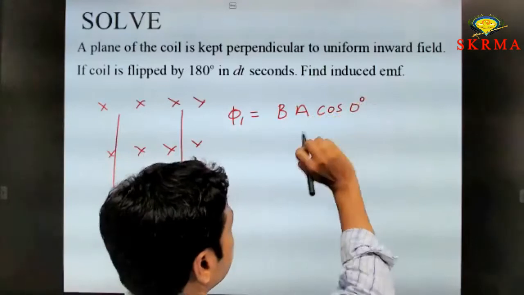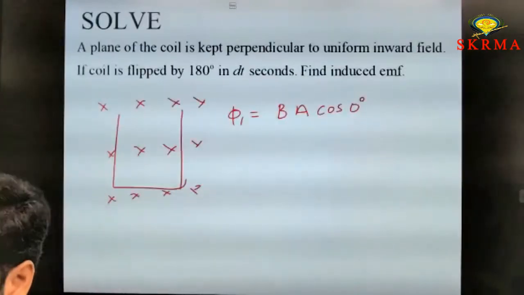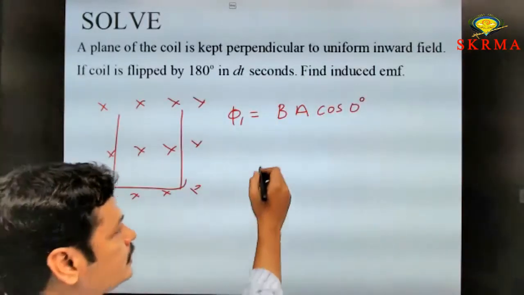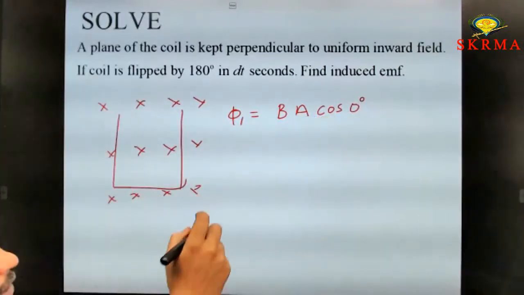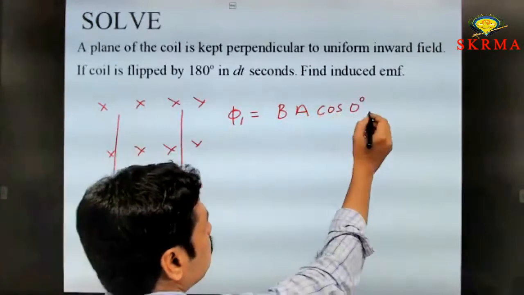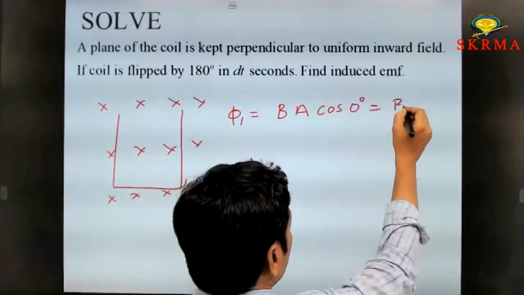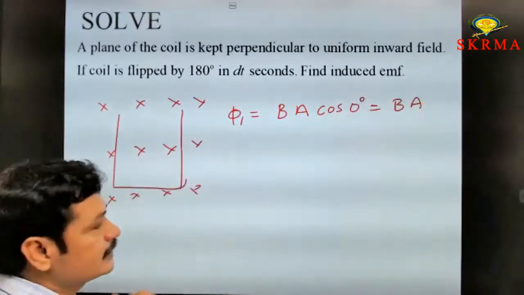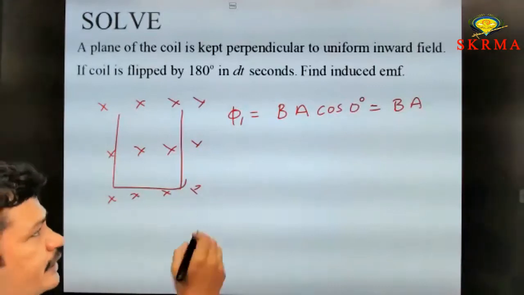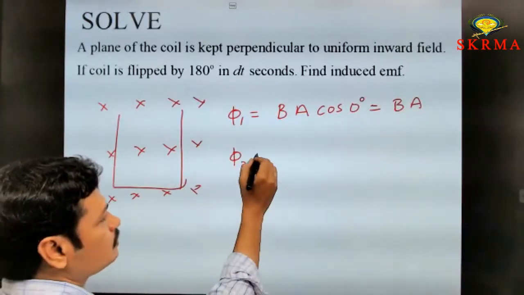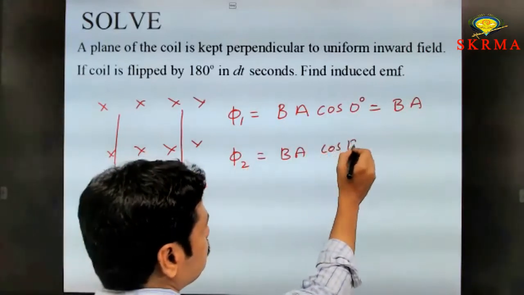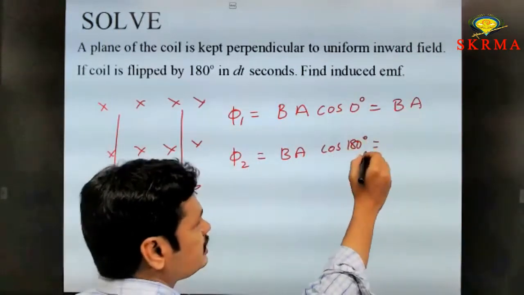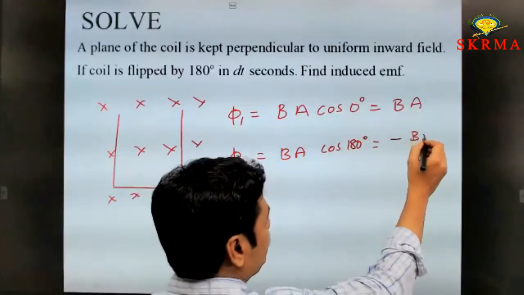Initially it is at 0 degrees. After that it is rotated 180 degrees. If the coil contains n turns, we can take N BA cos theta. Cos 0 is 1, that's why BA is the result for phi 1. If you rotate it 180 degrees, then phi 2 is here also BA cos 180. Cos 180 is minus 1, that is minus BA.